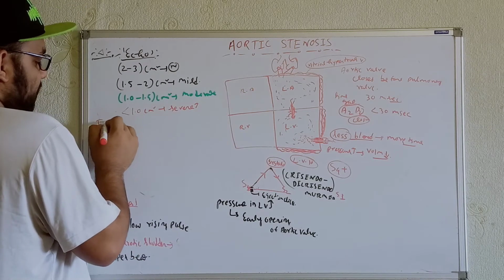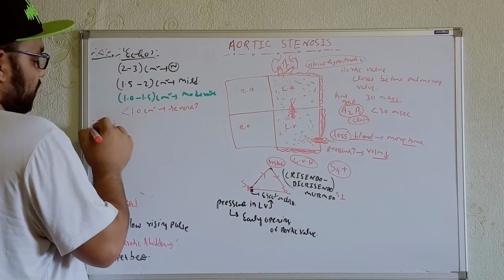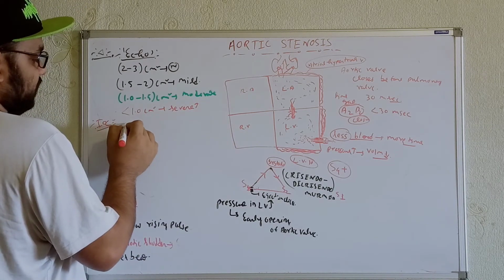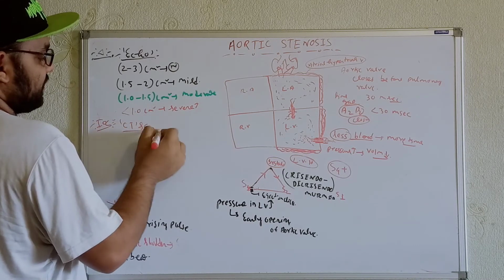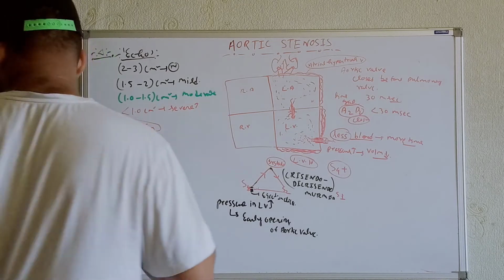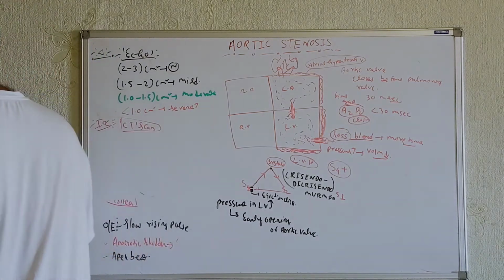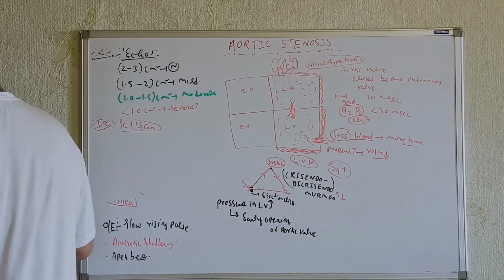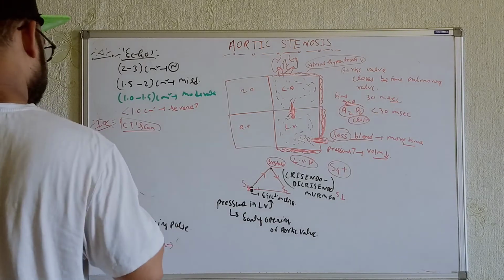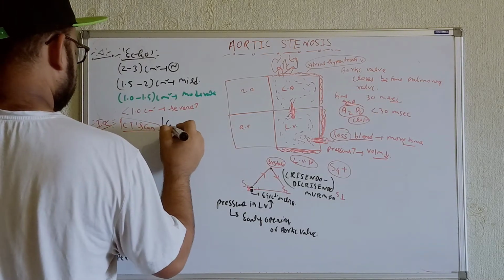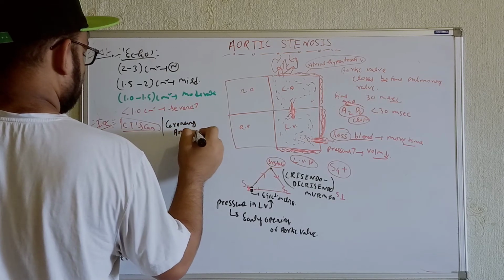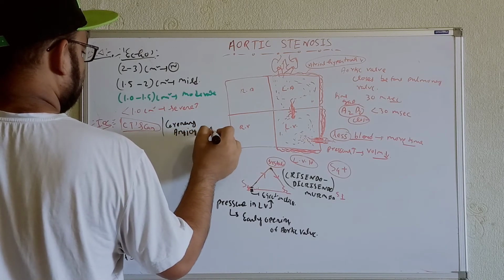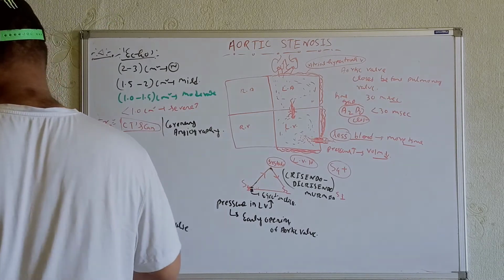But the investigation of choice in these cases, what can we do? We can do the CT scan of the chest. The investigation of choice is the CT scan over here. Along with that, you can also do coronary angiography.